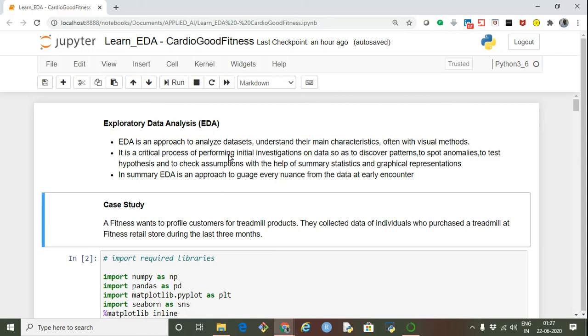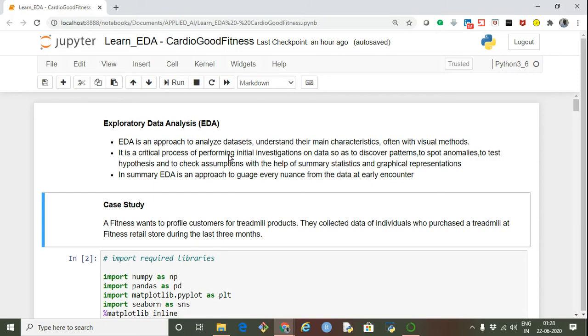Hi there. In this tutorial, we are going to cover exploratory data analysis on cardio good fitness data. As we know, EDA is basically an approach to analyze data sets to help us find the hidden, underlying patterns in the data set, the relationships between the different variables, and to find any anomalies in the data.